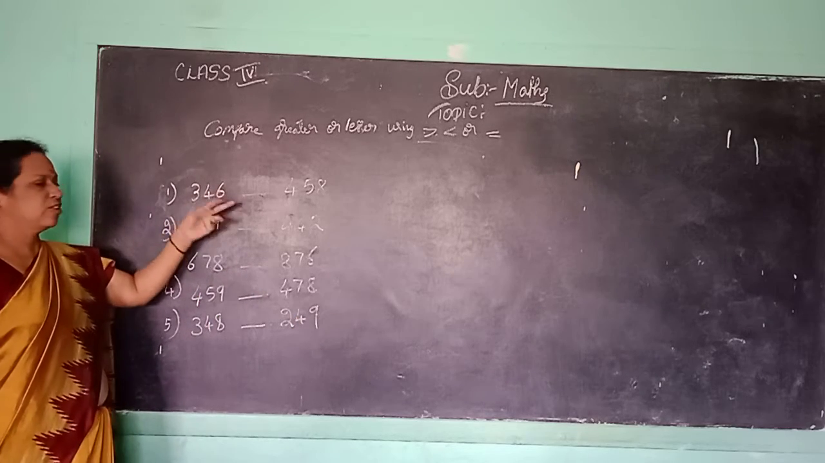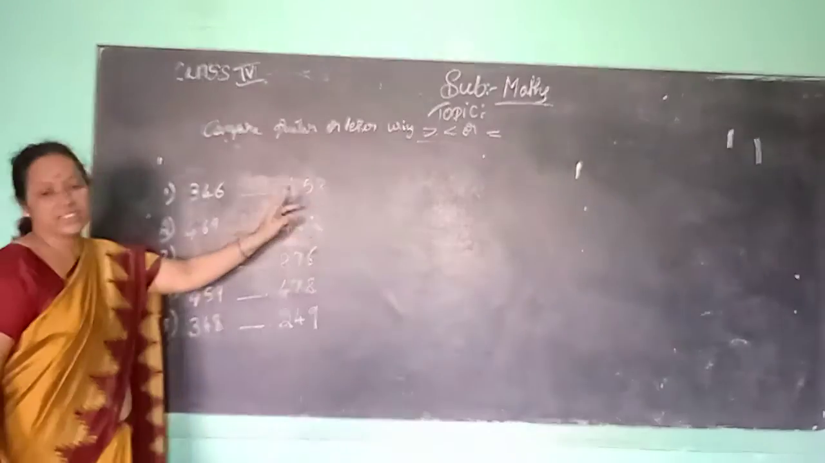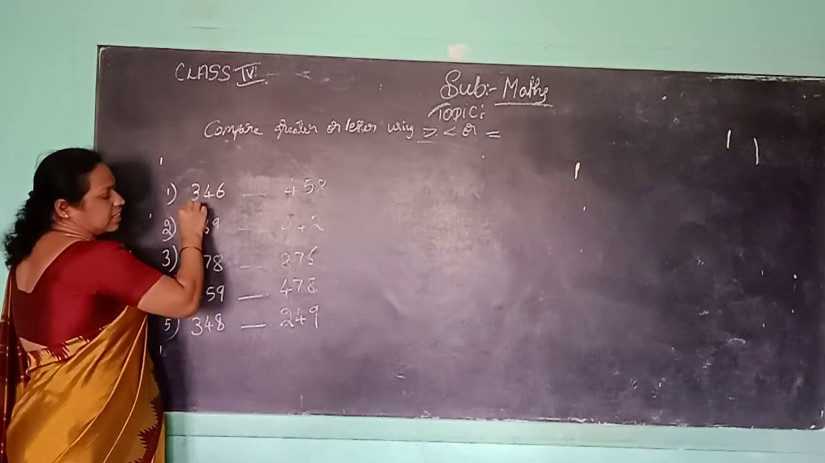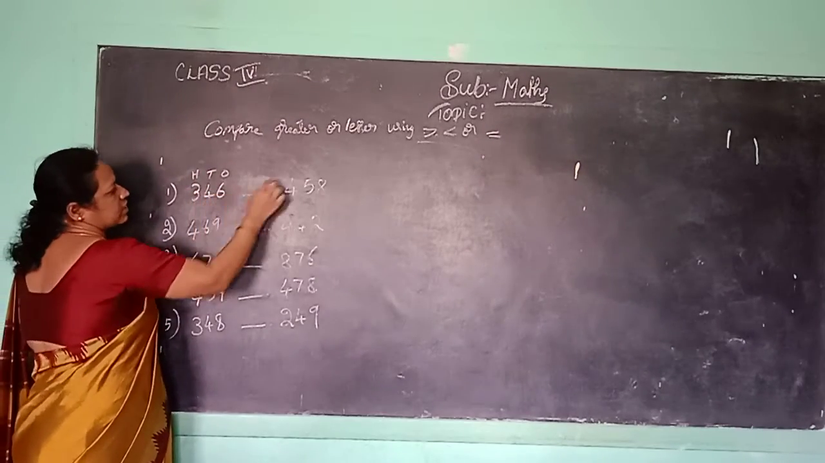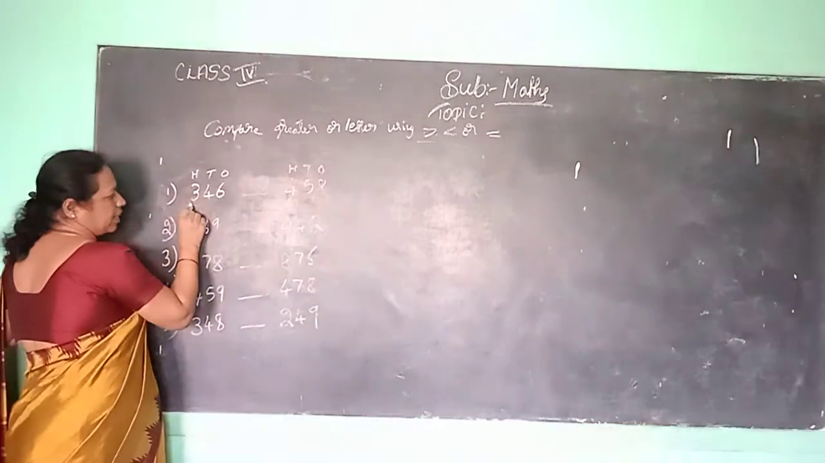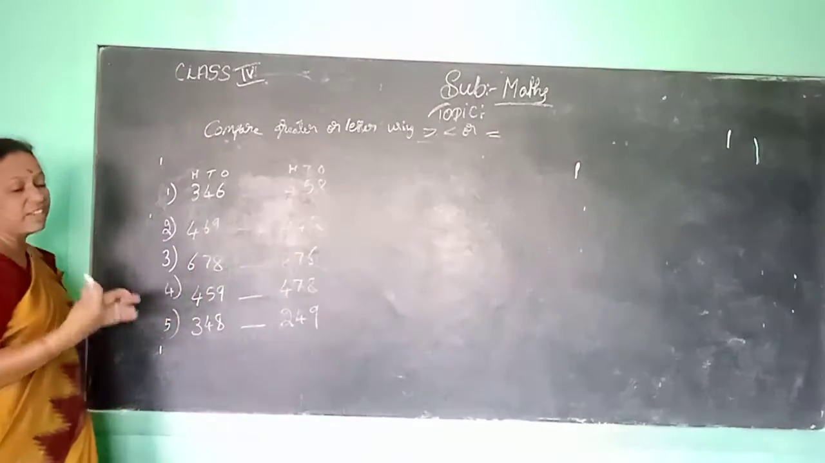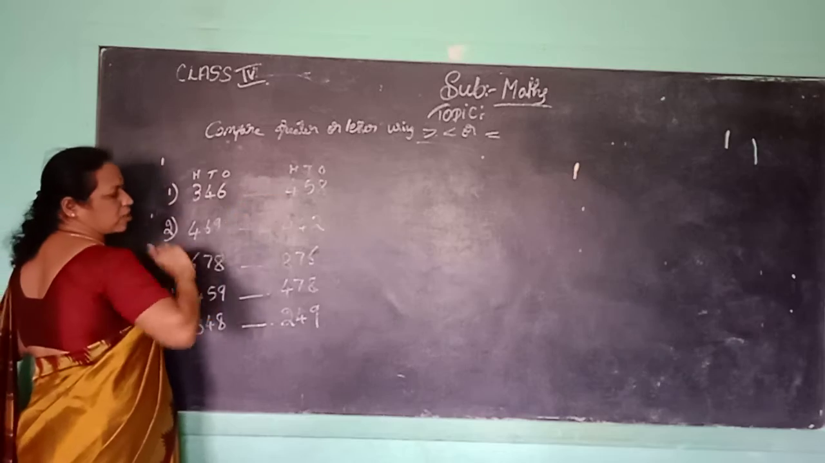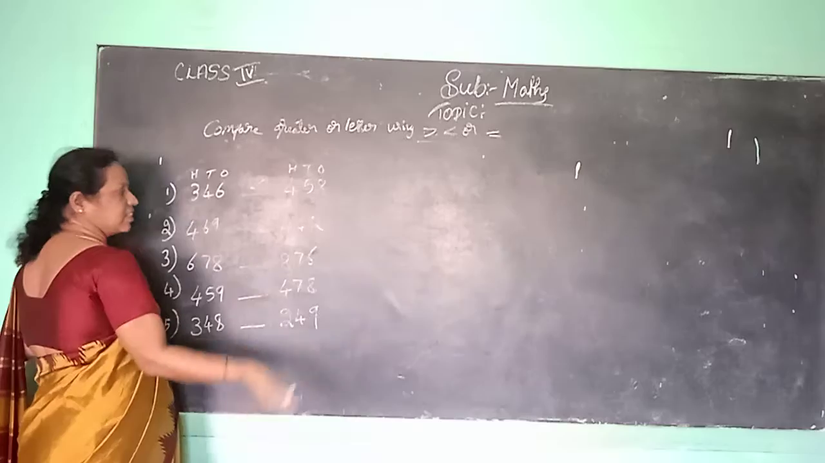See how many digits there are. You know to read the ones, tens, hundreds. So compare which is greater. Here see the first place, where this is H, T, O. That is hundreds, tens, ones. Here also hundreds, tens and ones. Here how many hundreds are there? First is the hundreds place. Here 300, here 400. Which is greater, children? 400 is greater. So you put the symbol toward which is greater.